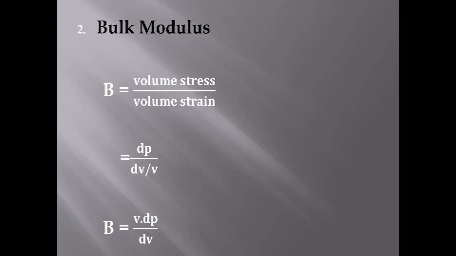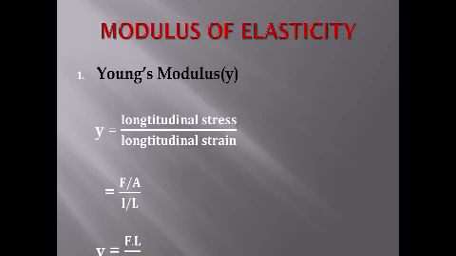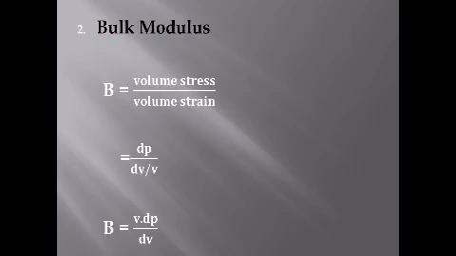Bulk modulus is denoted by capital B, and it is the ratio of volume stress and volume strain. It is defined by the volume stress and volume strain. So volume stress is defined by dP and volume strain is defined by dV upon V. According to this equation, we will get V dP upon dV.